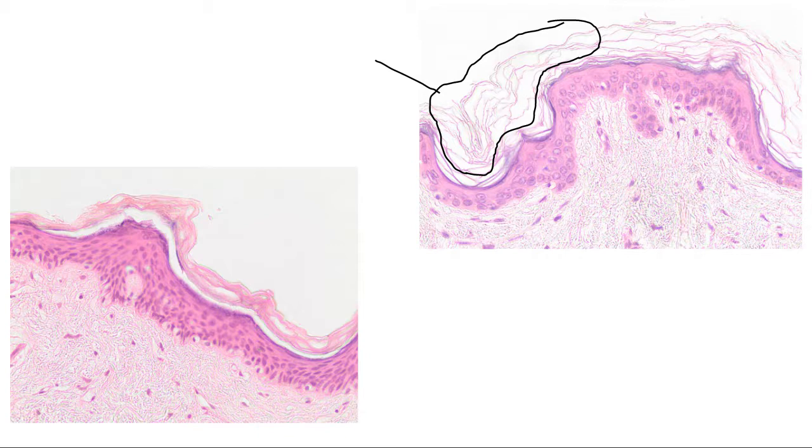What is the name of this layer, this outermost layer of the skin out here? Which stratum are we looking at out here? Yeah, stratum corneum. So these are cells that are completely dead, they're cornified, they're falling off. We can see them here.